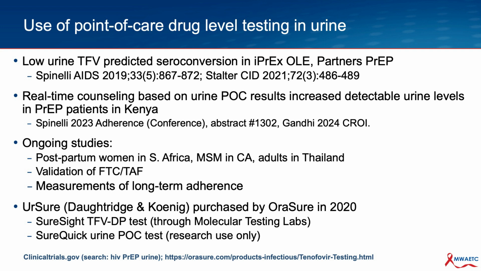And then just a note, the last time I talked about that, there was a company that was formed to do this called UrSure that was recently bought by OraSure a couple years ago during the pandemic. They have two tests that are available. One is the SureSight test that is available as a dried blood spot, which you can send to molecular testing labs, which is the one in Vancouver, Washington. And then they also offer the urine point of care test, but say that it is currently for research use only. But presumably they are, I know nothing about this, probably going through the FDA process.